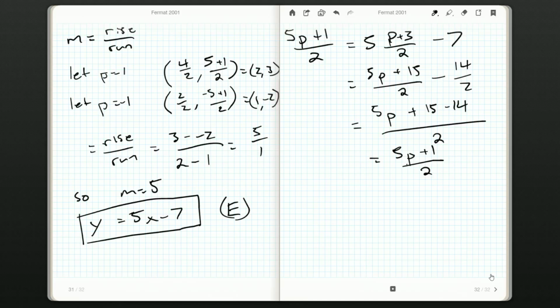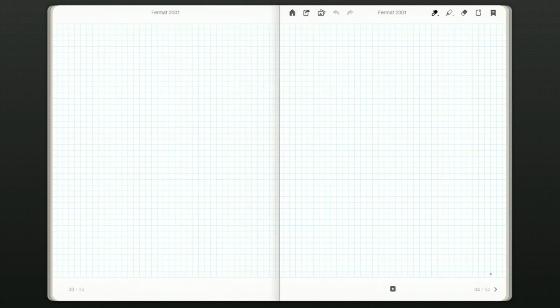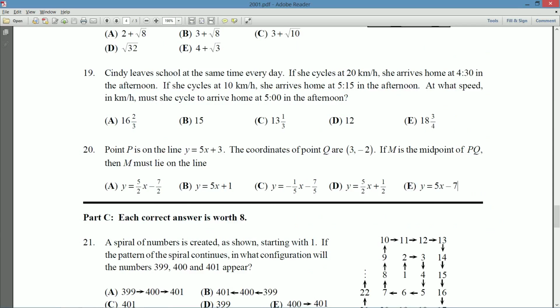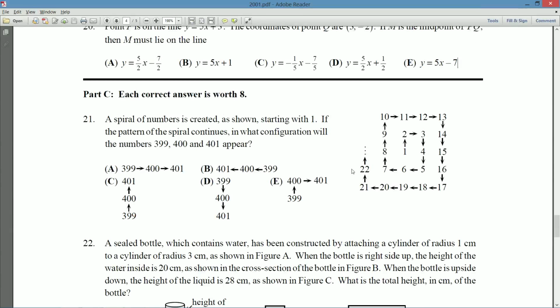So that does it for the B part on the 2001 Fermat. Stay tuned for questions 21, 22, so the C part, the last 5 questions.